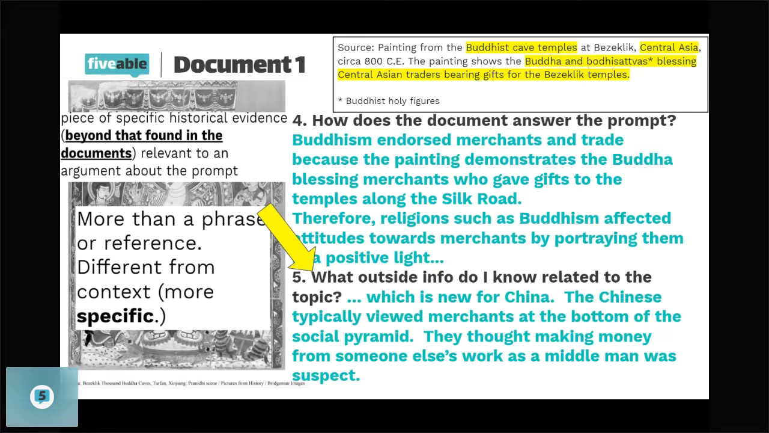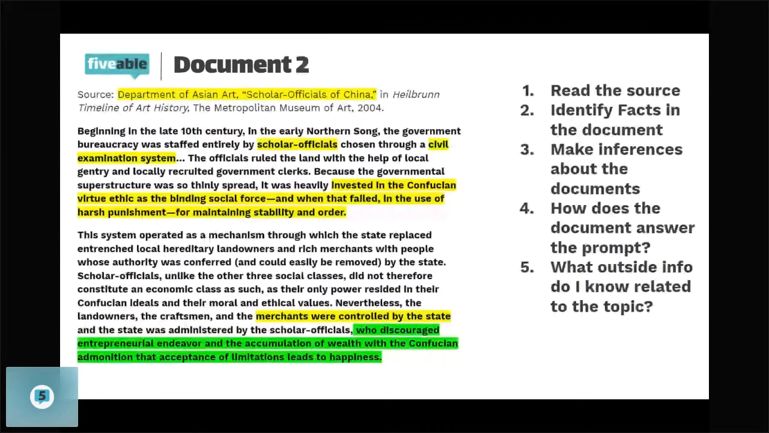Okay, so that was our one picture. We're done with that. Now all the sources that we've got to read. So I'll try to go and read them quickly. All right, so again, we're going to look at our source. We're going to identify our facts, make some inferences, make sure we figure out how the document answers the prompt, and see if we know any outside info. Okay, so up here, Department of Asian Art, Scholar Officials of China. So this is a secondary source.